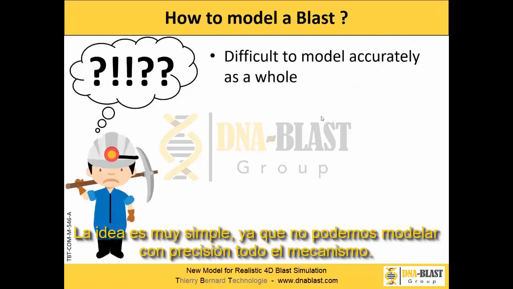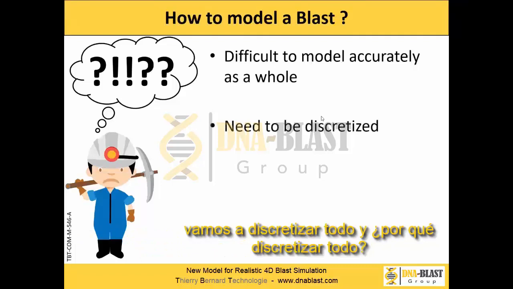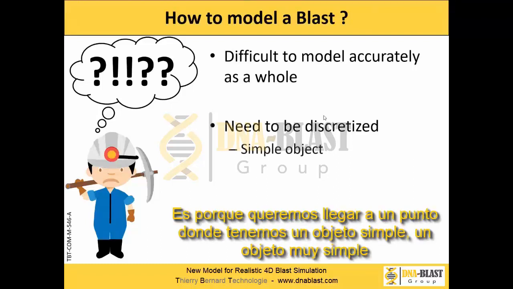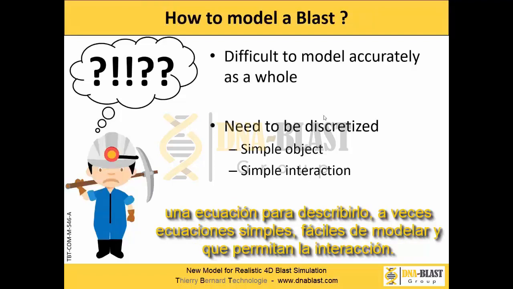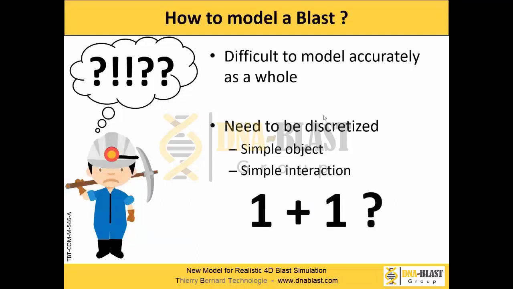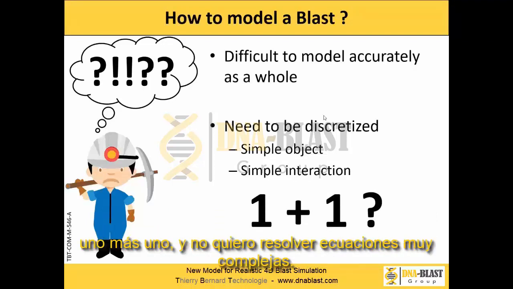The idea is very simple. As we cannot model accurately the whole mechanism, we're going to discretize everything. We discretize everything because we want to go to a point where we've got simple objects, very simple objects, where between the objects you've got simple interactions. And if the objects are so simple, we can have an equation to describe them, sometimes simple equations, easy to model, and the same thing for the interactions. In other words, I just want to solve equations like 1 + 1, and I don't want to solve very complex equations.